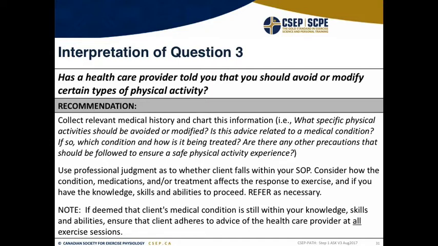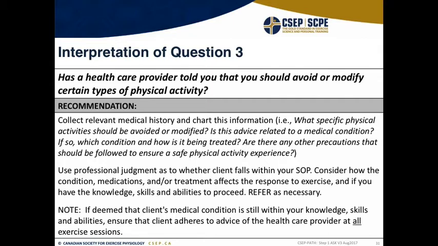So what should be avoided or modified? How should the activity be avoided or modified? Is this advice related to a medical condition? If so, what is the condition and how is it being treated? Are there any other precautions that should be followed to ensure a safe physical activity experience? The answers to this question could be quite diverse.